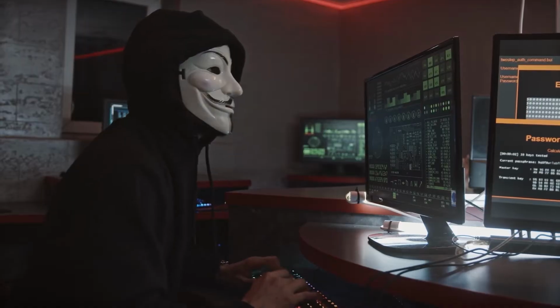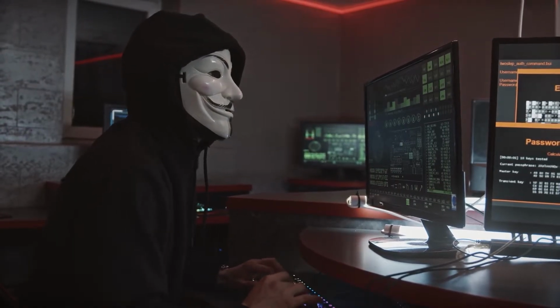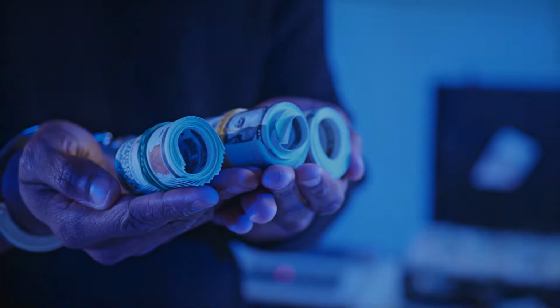Frauds and scams run widespread on the dark web, offers too good to be true, and fake services requiring upfront payments. Hackers sell access to email accounts, social media profiles, or other information that can be used for identity theft.